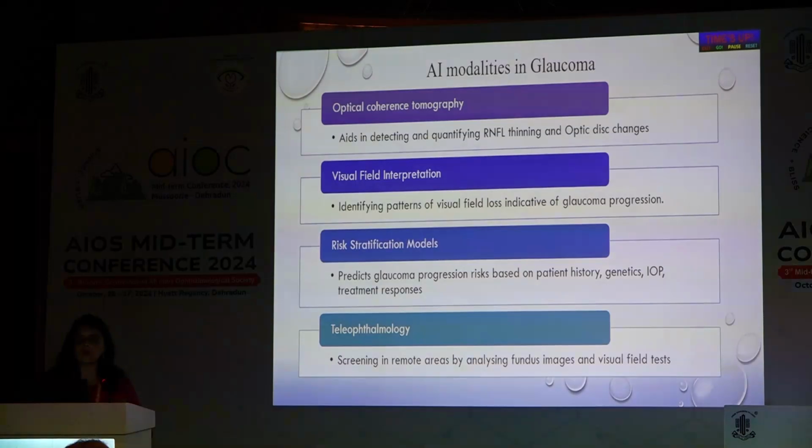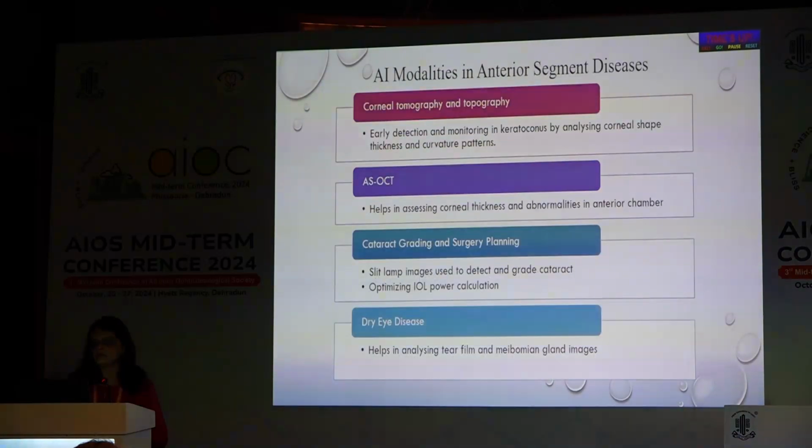Then in glaucoma, OCT can help in detecting and quantifying the RNFL thinning and optic disc changes. Visual field interpretations can be made. Risk stratification models can be built by knowing the genetics, history, IOP, and treatment responses. Teleophthalmology in remote areas, by analyzing the fundus images and visual field tests, can give us information regarding glaucoma in a certain patient.